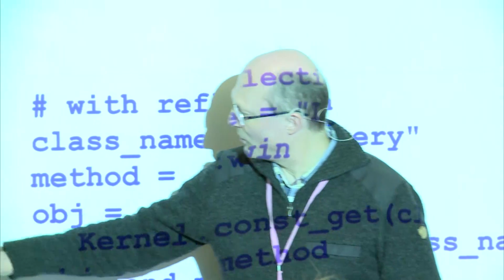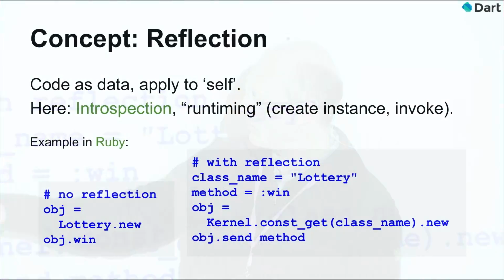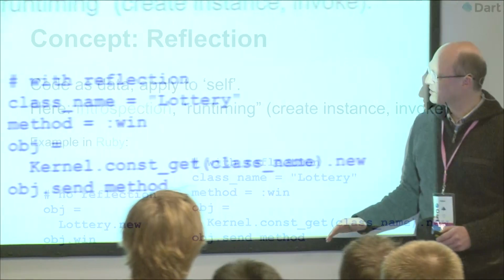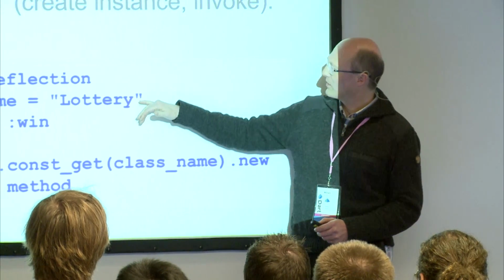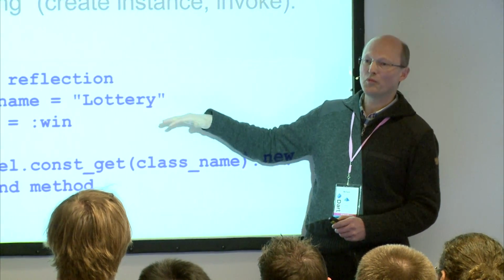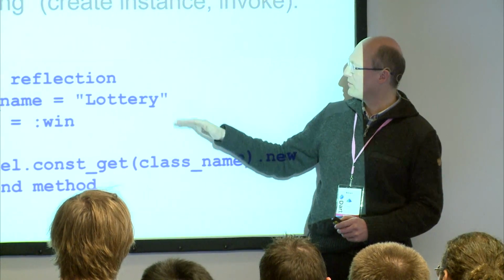If you do something without reflection, that could be, we have a lottery class. We create a new instance of that lottery, and we have this convenient method called win. So we're going to win the lottery. If you want to do that in a way that's more flexible, then you would specify the class name as a runtime value, something you compute. It could be arbitrary computation involved.